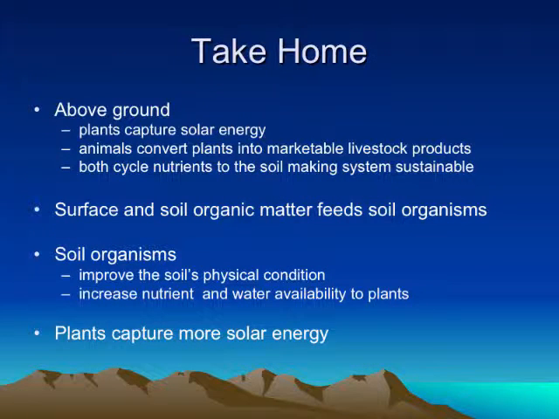Okay. So above ground, plants capture solar energy, animals convert it to a marketable livestock product. Both are part of the nutrient cycle, getting that material back to the soil. The surface and soil organic matter is the feed for the soil organisms. The soil organisms are improving the soil's physical condition. If we have a good, healthy soil, they're increasing the nutrient and water availability to the plants. Plants capture more solar energy, so we came right back up here. That's the circle of life in the pasture.